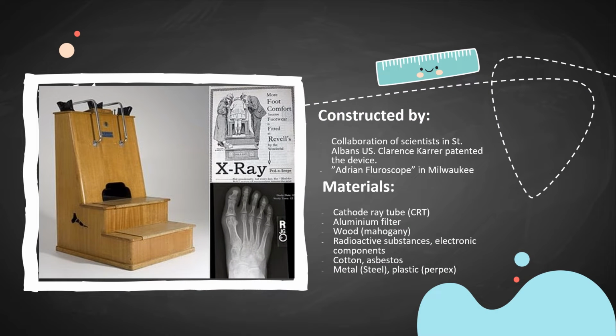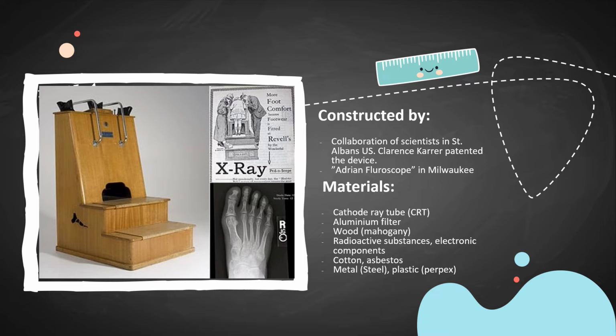Well, one of the first pedoscopes to be manufactured was in St. Albans, US, via collaboration of scientists. However, it was Clarence Carrier who first patented the device. It was launched along with other similar artifacts such as the iron fluoroscope in Milwaukee. Actually, Milwaukee was the largest area producing pedoscopes. Around 15,000 machines were made and sold mainly in the US.